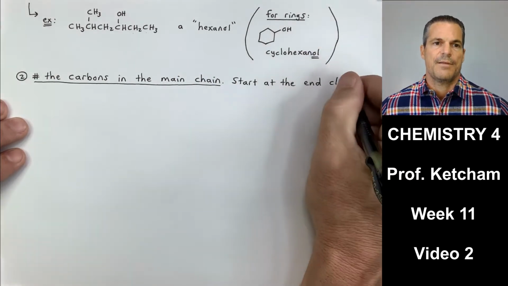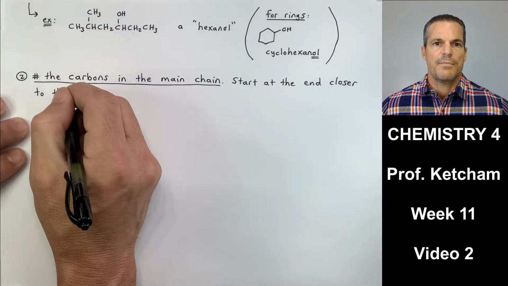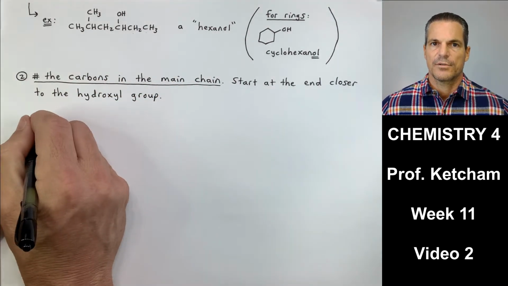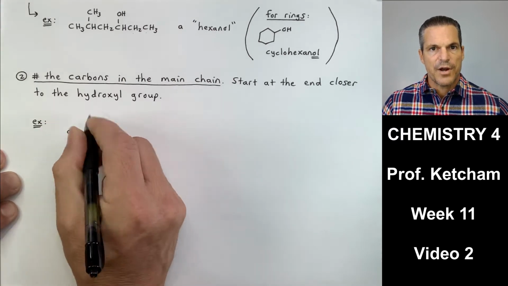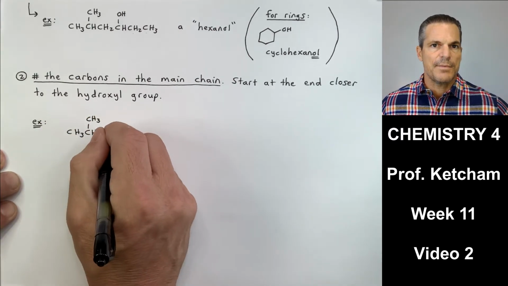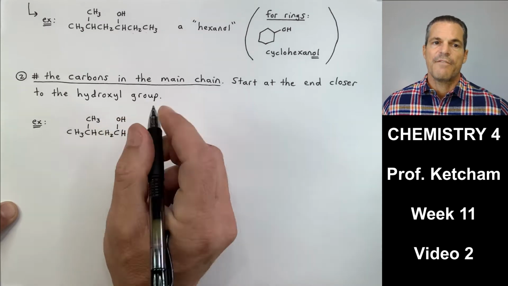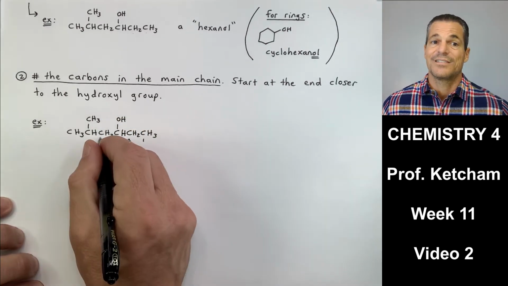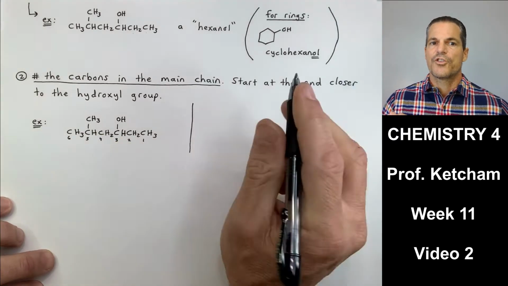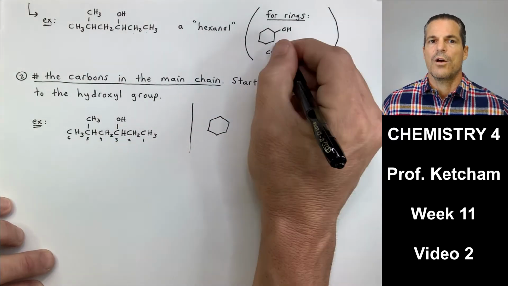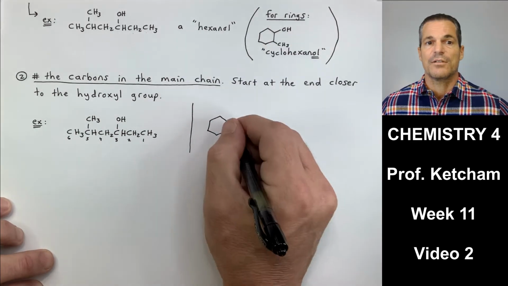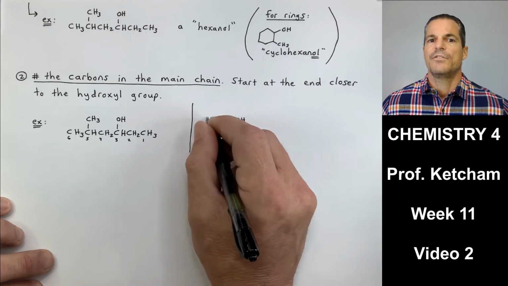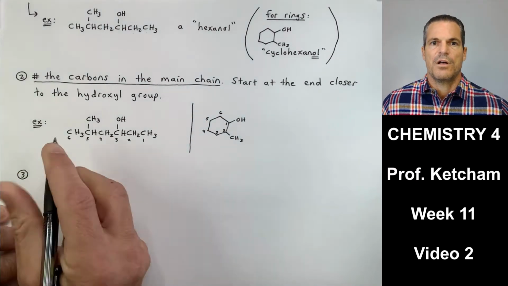We have to properly name it. Number 2, the carbons in the main chain need to be numbered. Start at the end closer to the hydroxyl group. The hydroxyl group gets preference over that CH3 branch that you see sticking up. So my far left carbon is not necessarily carbon 2. In fact, here it's carbon 6 because I want the 3 to be lower for my OH, whereas if I numbered from the left, it would have been carbon 4. So I'm just numbering my carbons here, and I'm going to take my cyclohexanol example along with us here.